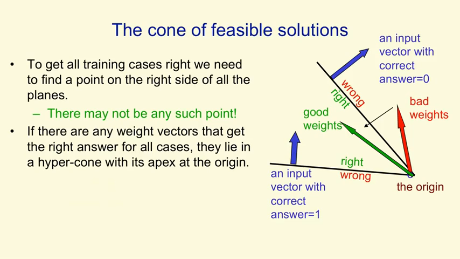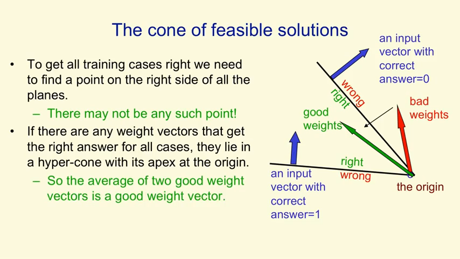One thing to notice is that if you get a good weight vector, that is something that works for all the training cases, it'll lie in the cone. And if you get another one, it'll lie in the cone. And so if you take the average of those two weight vectors, that will also lie in the cone. That means the problem's convex. The average of two solutions is itself a solution. And in general machine learning, if you can get a convex learning problem, that makes life easy.